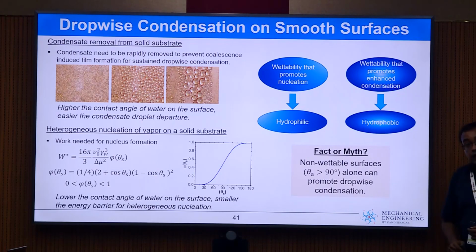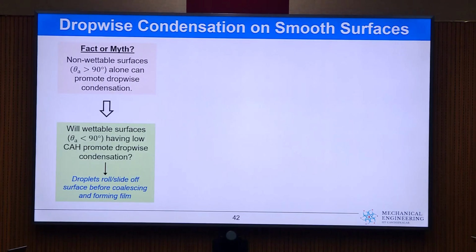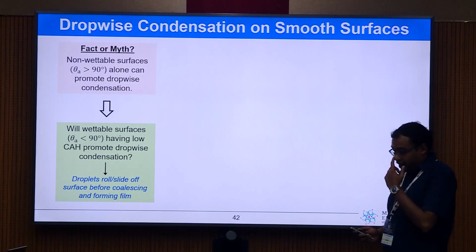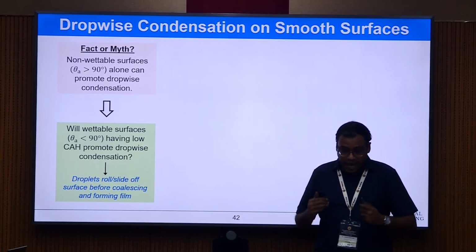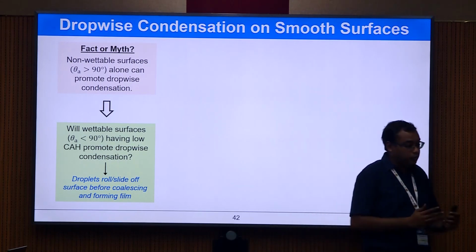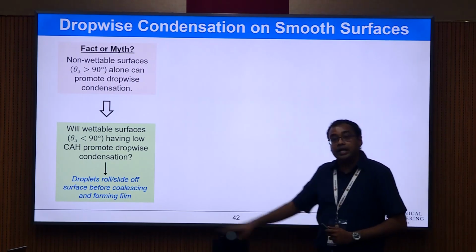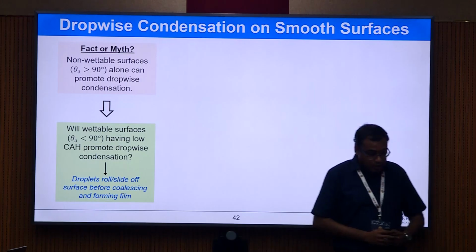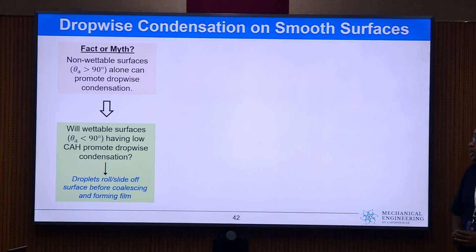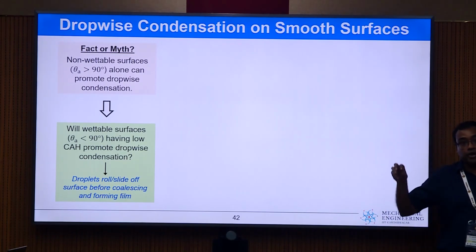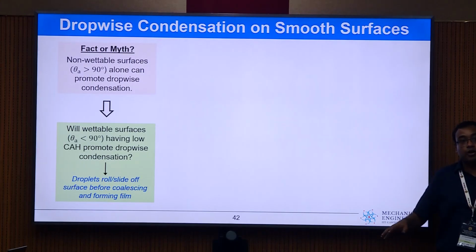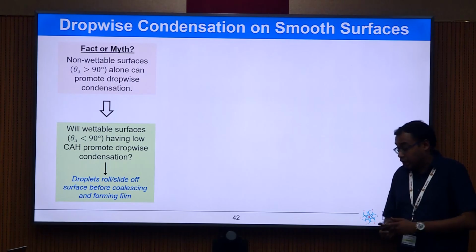Then the question is, is it only non-wettable surfaces that can promote dropwise condensation? And the answer is actually no, because if we have wettable surfaces in which we can, by some mechanism, remove the droplets or the condensate before they can coalesce and form a film, we can still end up getting dropwise condensation. Which means that we need a surface which has ultra-low contact angle hysteresis, at least theoretically close to zero. So the moment the vapor nucleates to form droplets, it is removed from the surface even before it can coalesce with the neighboring droplets.